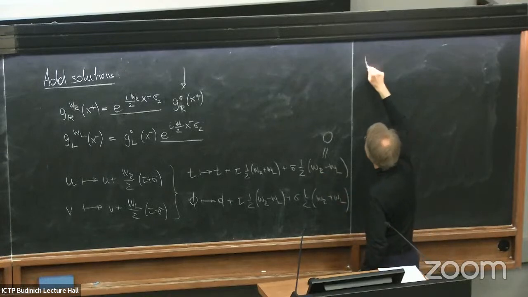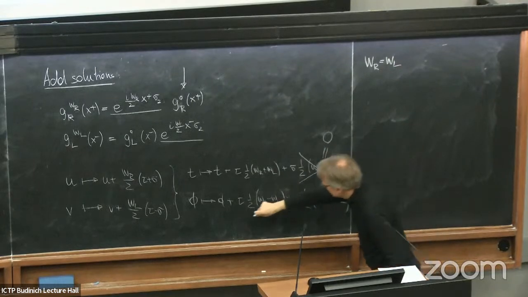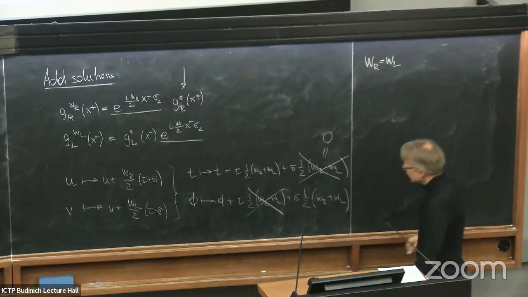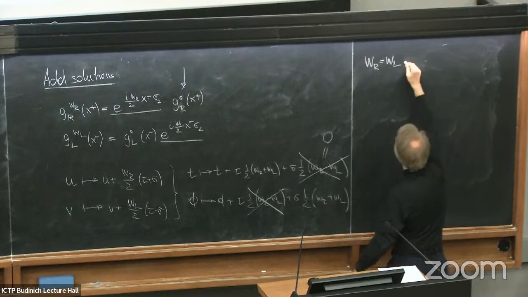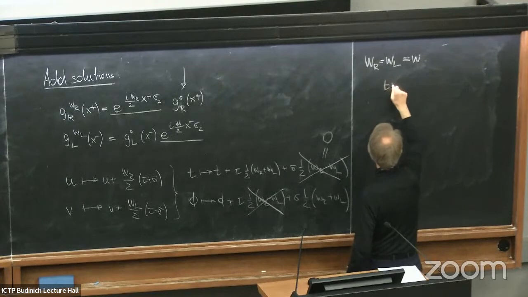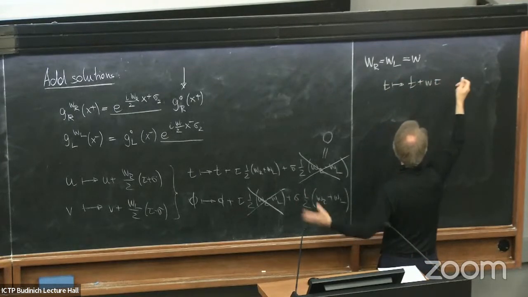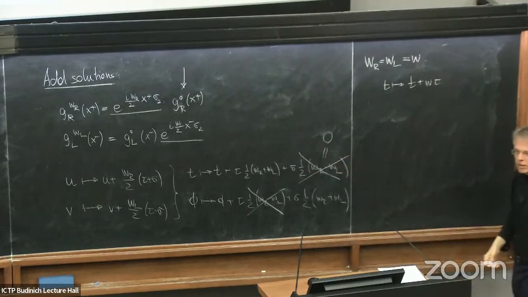So this tells me I have to choose WR equal to WL. When I do this, this term goes, and this term goes. And what I see here is that WR equals W left equals W. So what I find is T goes to T plus W times tau. Who cares? Tau is not periodic, T is not periodic.